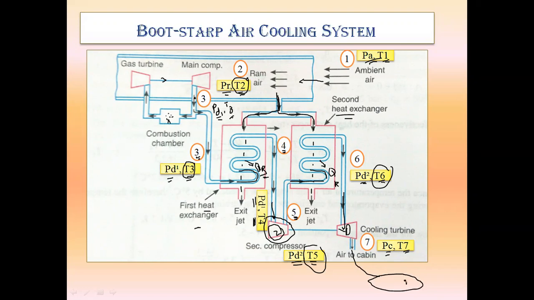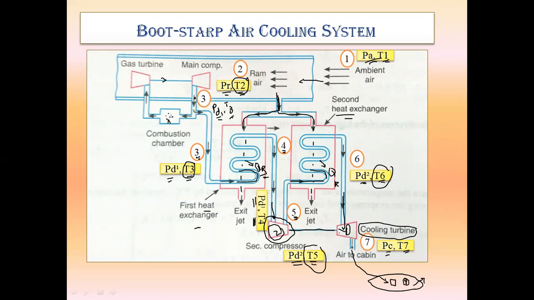And whatever 7 to 8 process will be there, that 7 to 8 process will be taking place inside the aeroplane cabin, and that process will be the constant pressure heat absorption process. Now here, as we are knowing that cooling turbine is a work producing device, so whatever work will be produced by that cooling turbine, that will be utilized to run the secondary compressor.